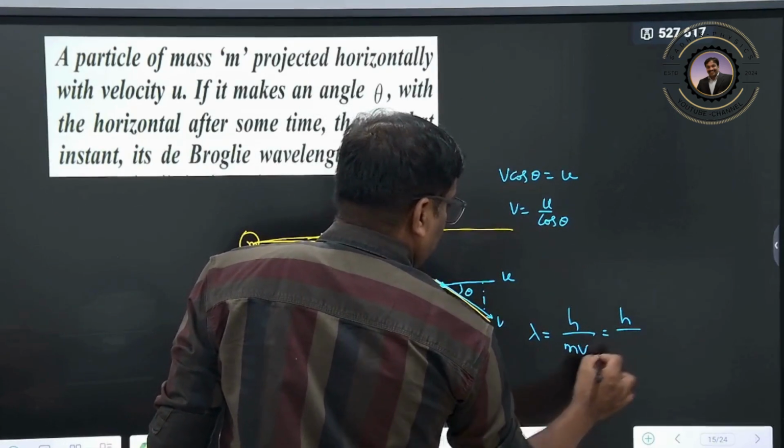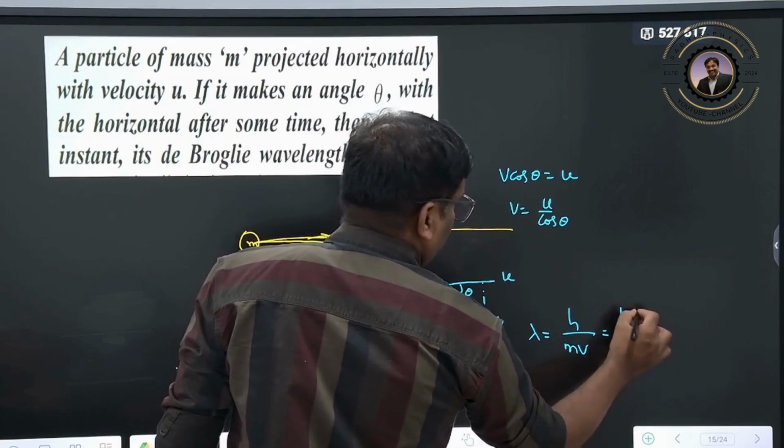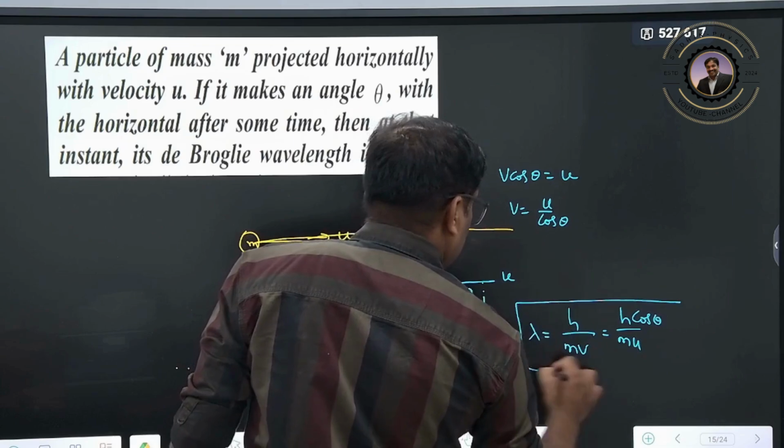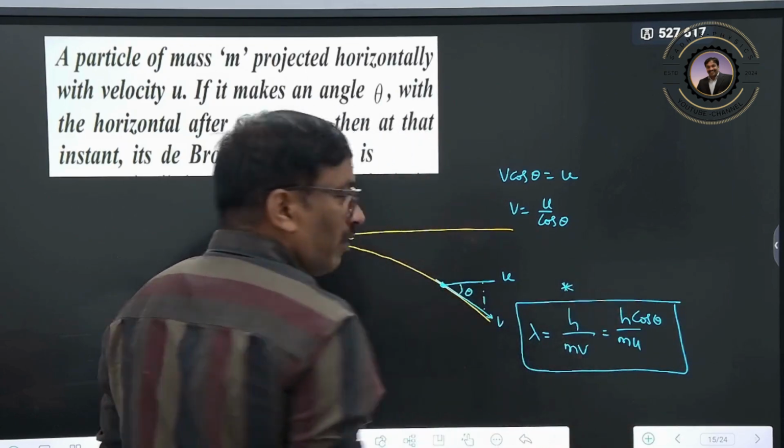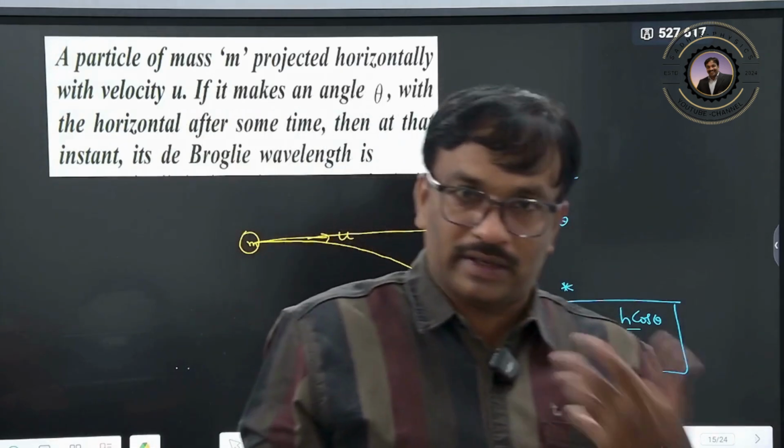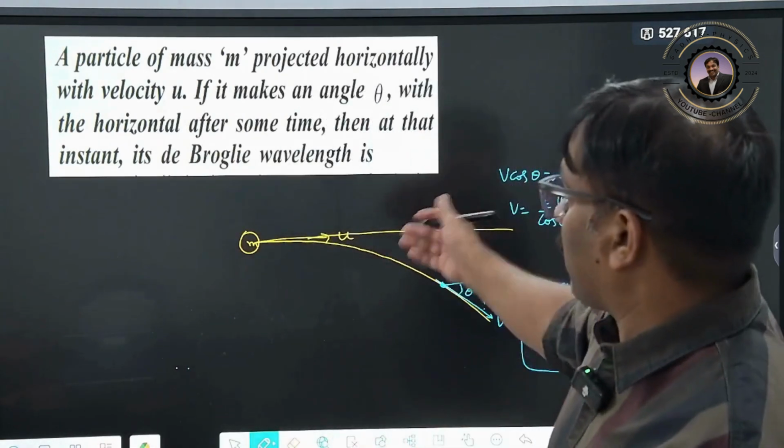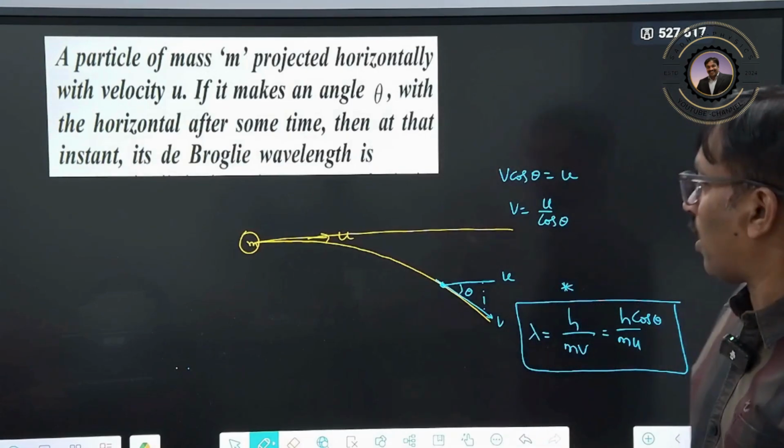What is v now? v is h by m into u, therefore it is cos theta. That is what I said now. Therefore, here the de Broglie wavelength you can apply anywhere onto this one, like this. Even kinematics equations also you have to apply here.